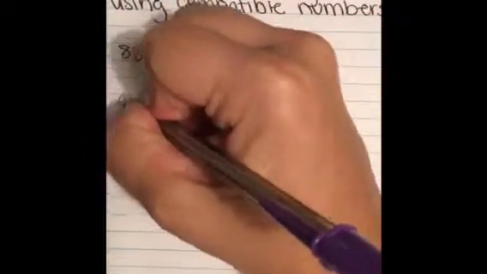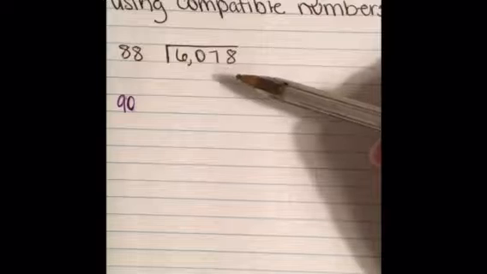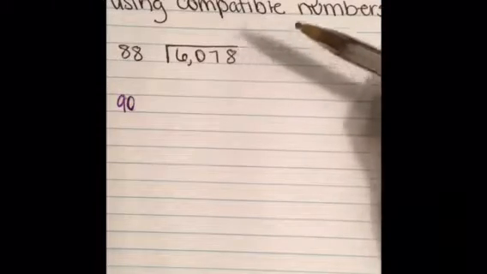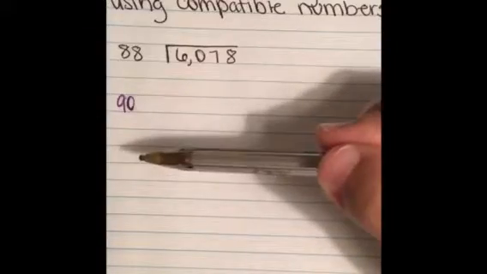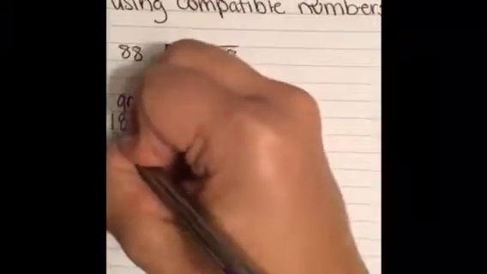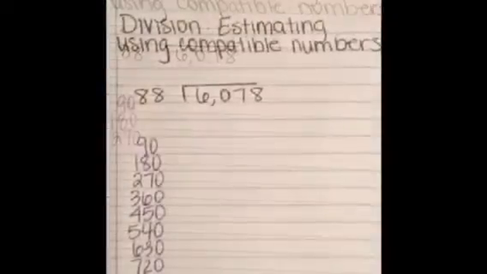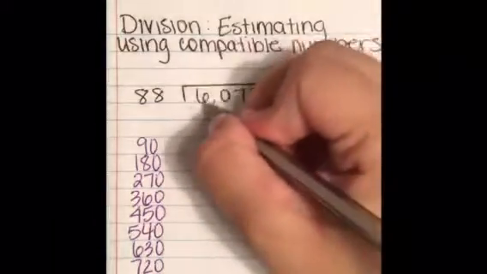So we will round it to 90. We don't go over to our dividend and round our dividend. Before we look at our dividend, we list our multiples of 90. So you can count by nines. Okay, now that we have all of our multiples of 90 listed, now we can look at our dividend.